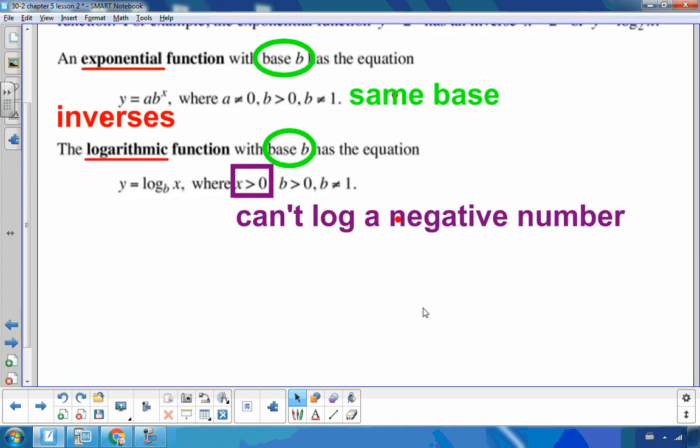And remember, we also looked at the fact that x has to be greater than 0 because you cannot take the log of a negative number. So that's the third thing we can't do in math. We can't divide by 0, we can't square root a negative, and we cannot log a negative number.